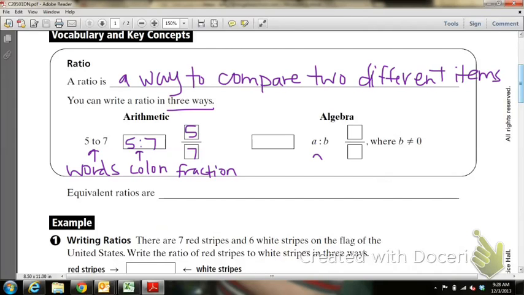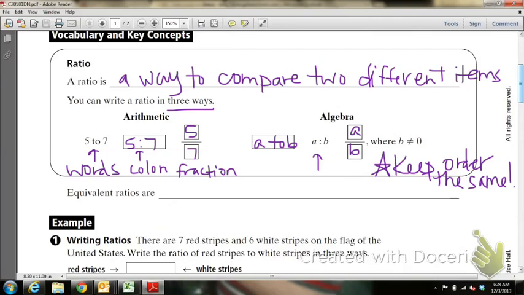The same can be true for letters. So they already gave you the colon one. So the first one that's missing is the words. So we would say A to B. And then the other one that's missing is the fraction, A over B. Notice that in both of them, you have to keep the order the same. That's very important. Order is extremely important when talking about ratios.